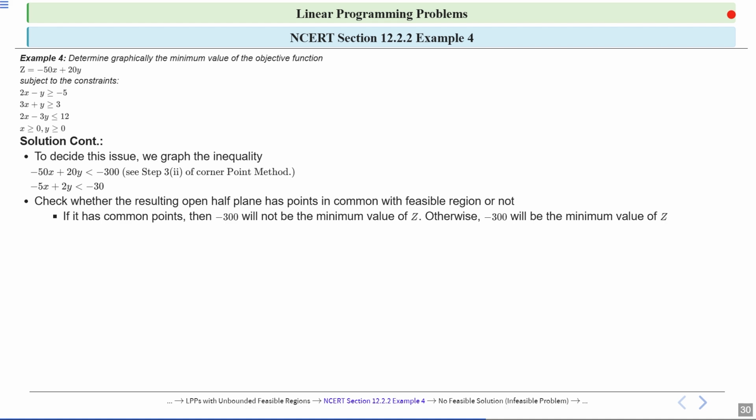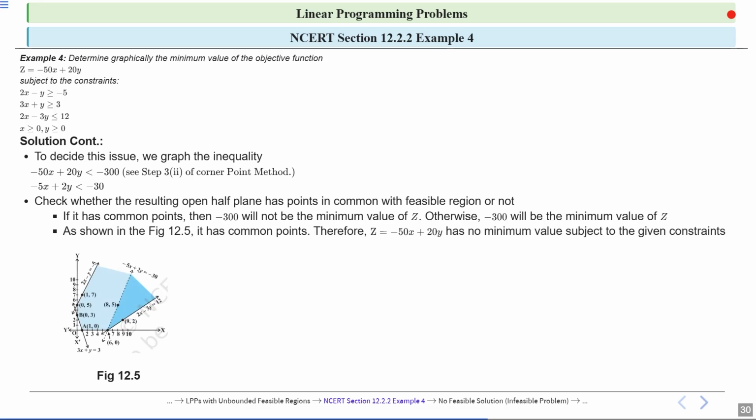So if it has common points, then minus 300 will not be the minimum value of Z. Otherwise, minus 300 will be the minimum value of Z. So, as shown in figure 12.5, it has common points. Therefore, Z equals minus 50x plus 20y has no minimum value subject to the given constraints.